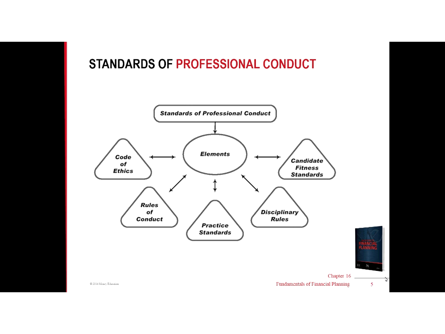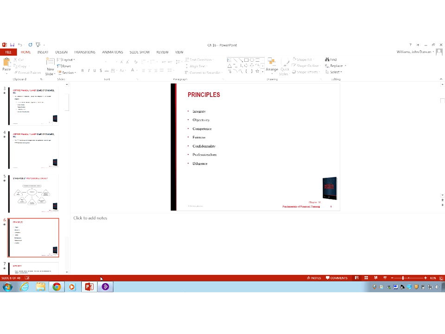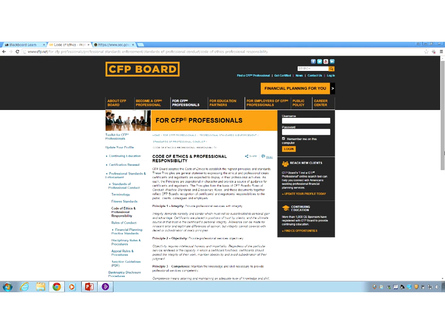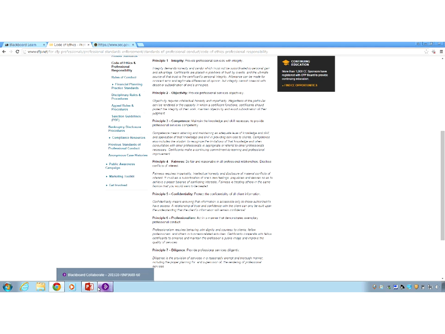Again, just a graphical representation of how this chapter's laid out. The 7 principles are integrity, objectivity, competence, fairness, confidentiality, professionalism, and diligence. And these are the fundamental things that make up the Code of Ethics of the CFP Board. So you can read paragraphs on each one of these principles: integrity, objectivity, competence, fairness, confidentiality, professionalism, and diligence. I remember these by International Olympic Committee, Fulton County Police Department. However you remember them is fine. I will ask that you memorize these 7 principles. This will probably be the second question on your exam, whether you can identify the 7 principles that make up the Code of Ethics.